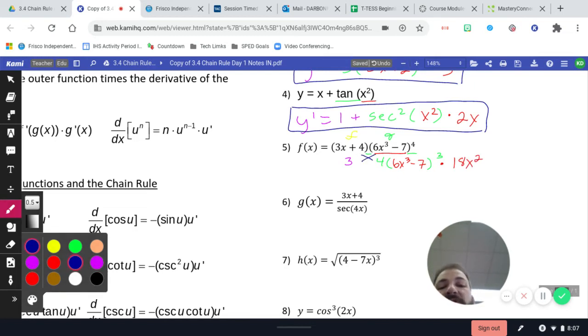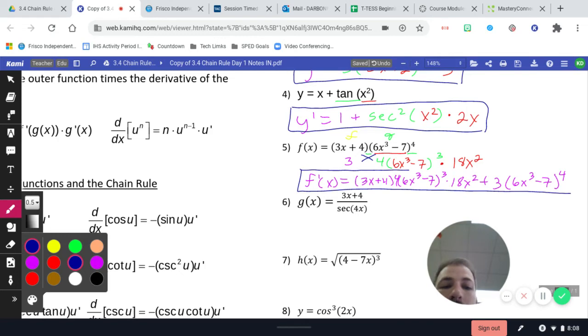Now I cross multiply. So f prime of x is equal to 3x plus 4 times 4 times 6x cubed minus 7 to the 3rd times 18x squared, plus 3 times 6x cubed minus 7 to the 4th. So yes, it's a mess, but we get to leave it as a big long mess.